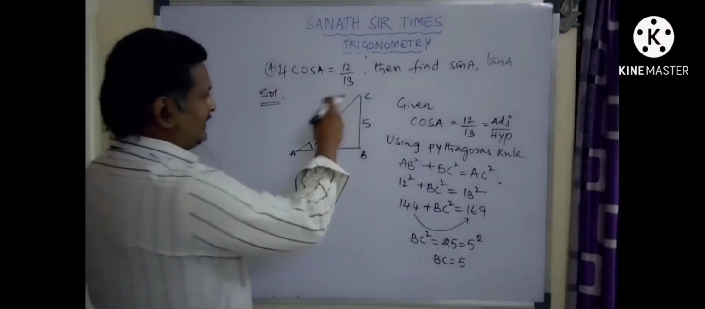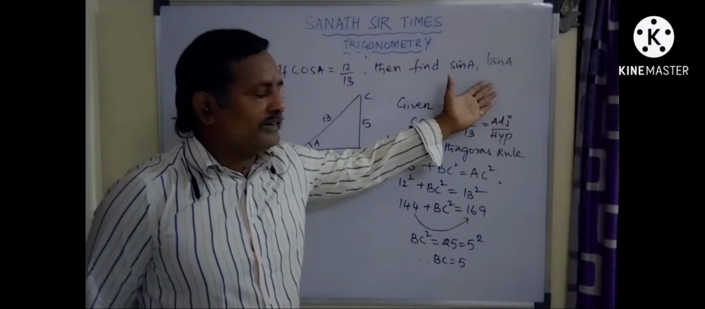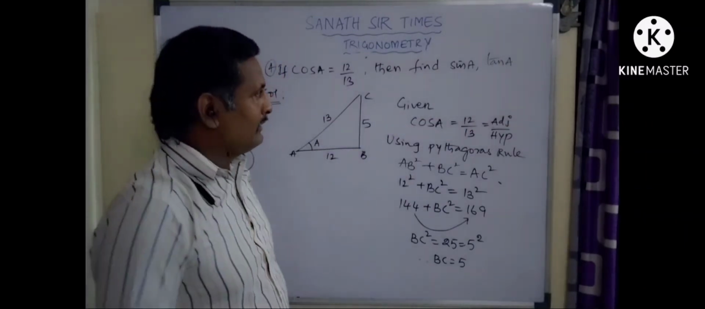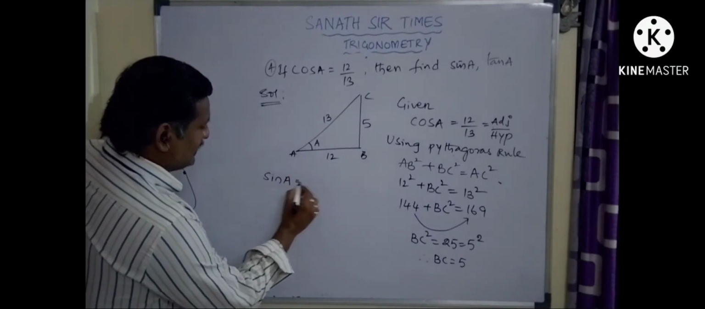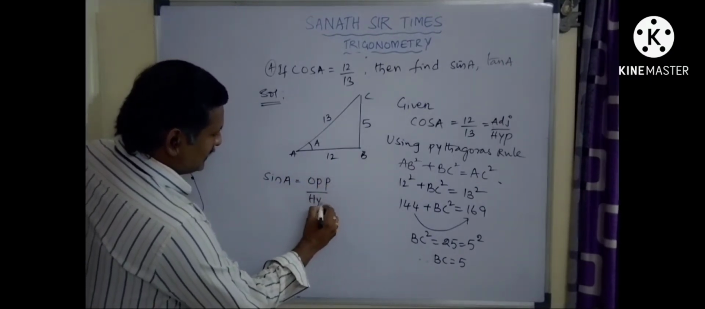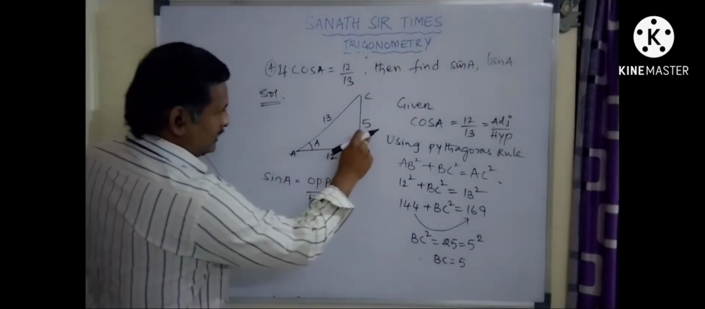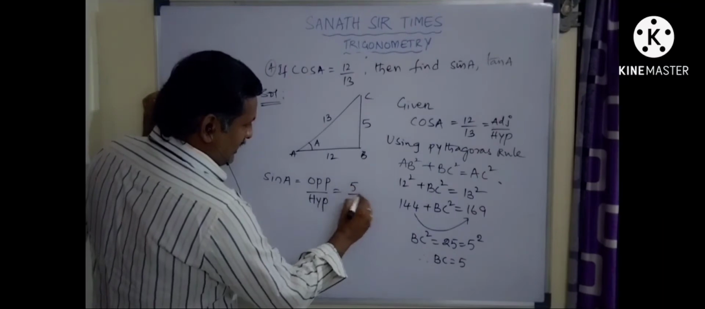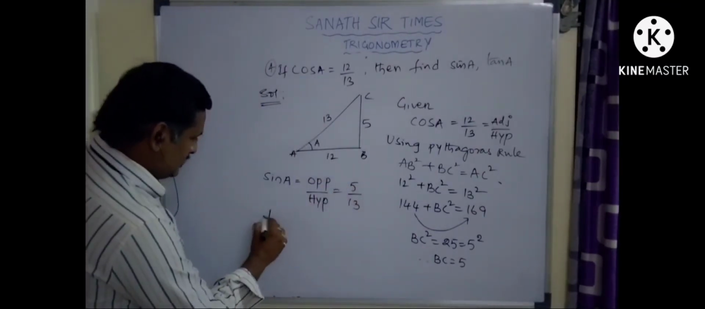So all the three sides are known to you. It's not a big deal to find out the values of sin A and tan A. Come on children. Now what is sin A? Sin A means opposite side by hypotenuse. Opposite to what? Opposite to angle A. Who is opposite to angle A? 5. Hypotenuse, bigger side, 13. That's all. Nothing rocket science.